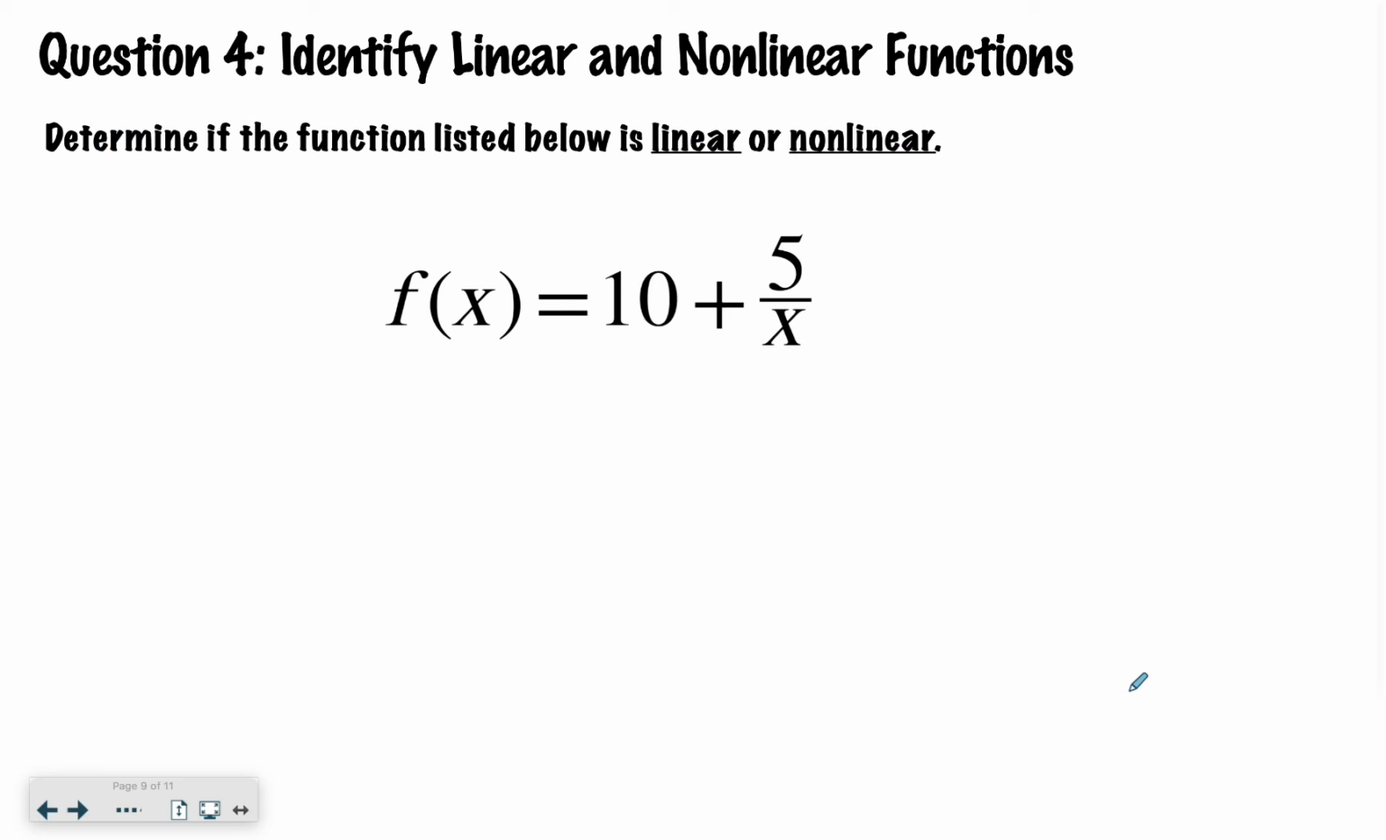All right. Now I want you to determine whether the function listed below is linear or nonlinear. Good luck. Hopefully you said we're dividing by x and that makes it nonlinear.